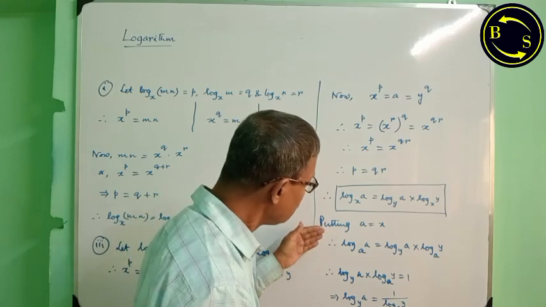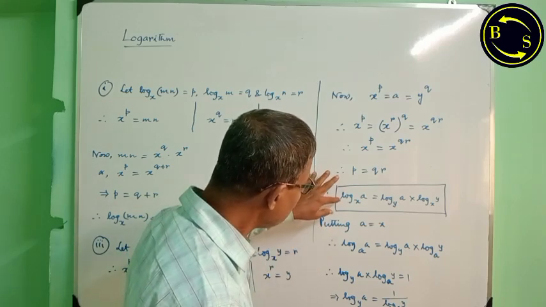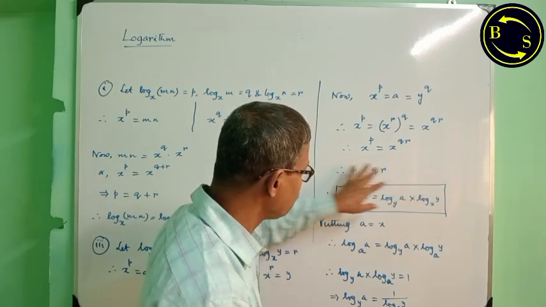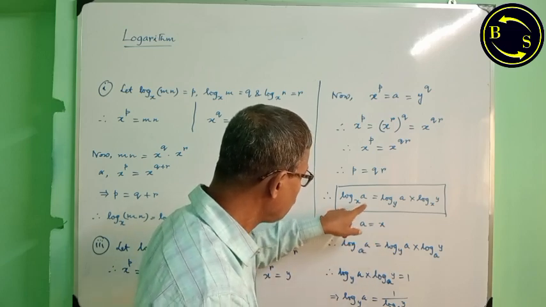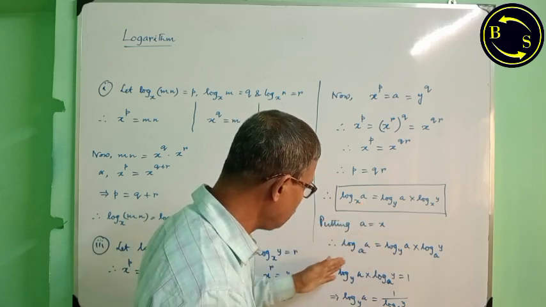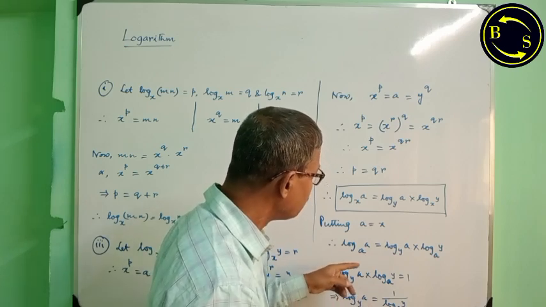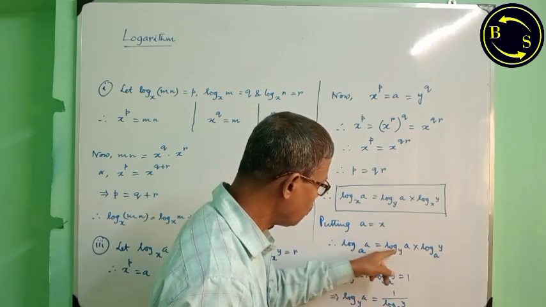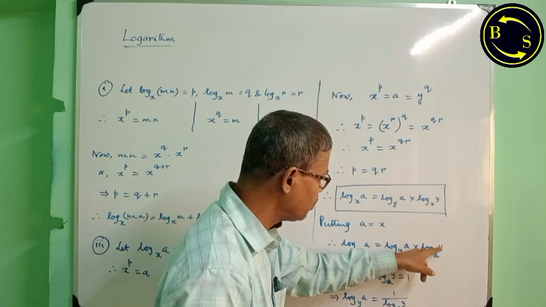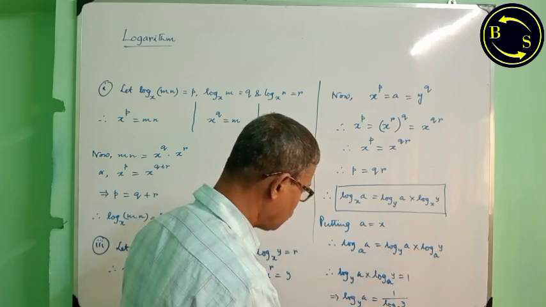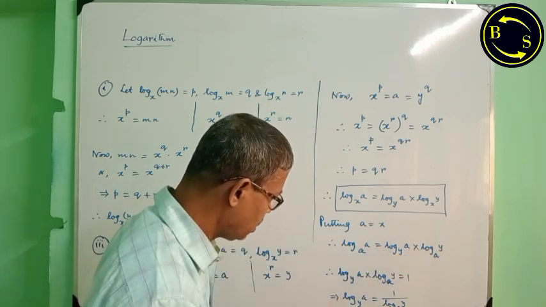This is deduced from this original one. If we put a equal to x, left side will be log of a to the base a, which is equal to 1. Therefore right side will be log of a to the base y into log of y to the base a, from which we get this one.